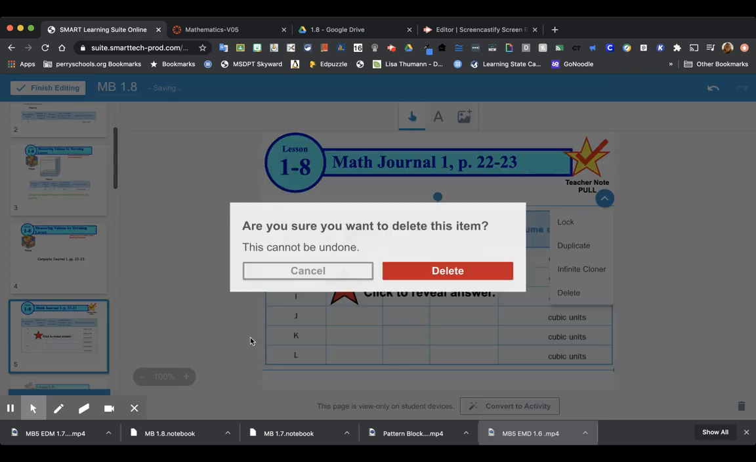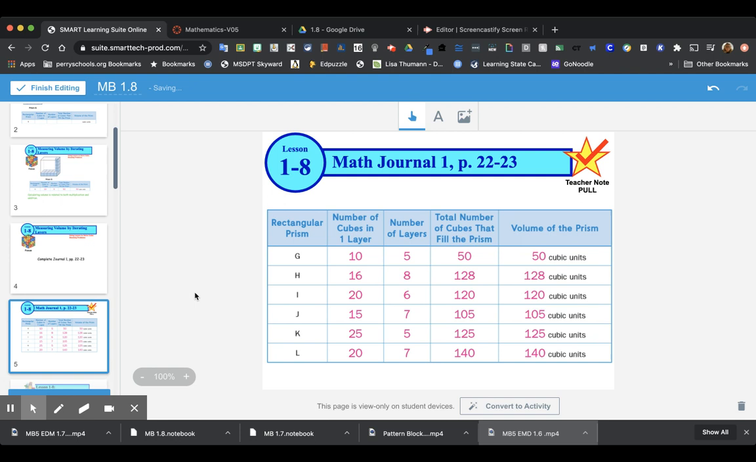These are the answers that you should have gotten. Prism G we did together. H should have been a total of 128 cubic units. Rectangular prism I, 120 cubic units. Rectangular prism J, 105 cubic units. Rectangular prism K, 125. And then finally, rectangular prism L, 140 cubic units.